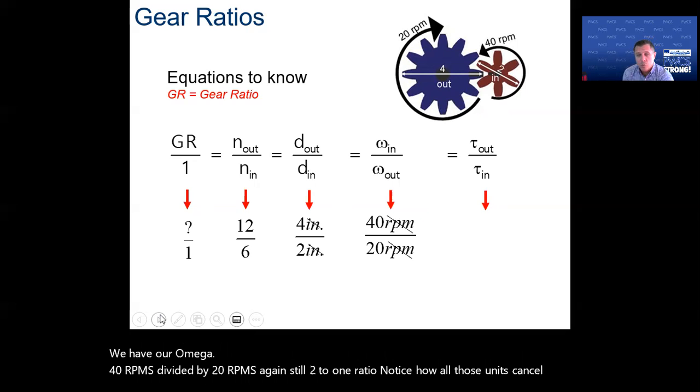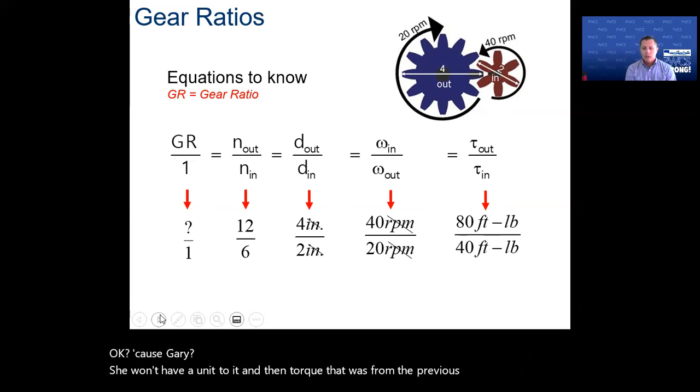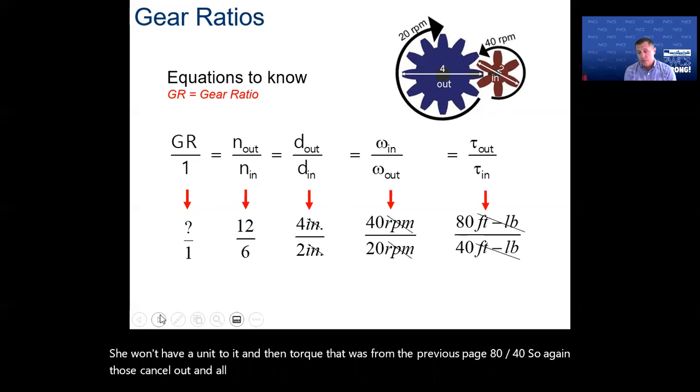Okay, because gear ratio won't have a unit to it. And then torque, that was from the previous page, 80 over 40. So again, those cancel out. And all of those get you the same gear ratio because they all should be 2 to 1. Okay, so your gear ratio is going to be 2 to 1 there.